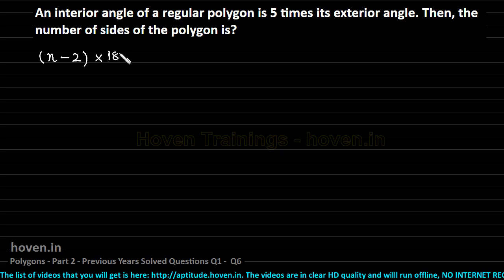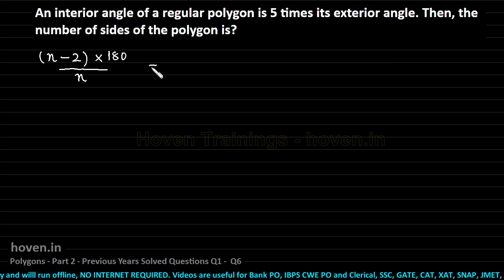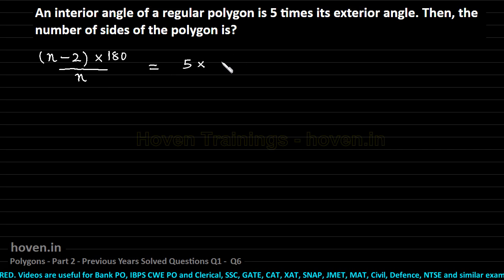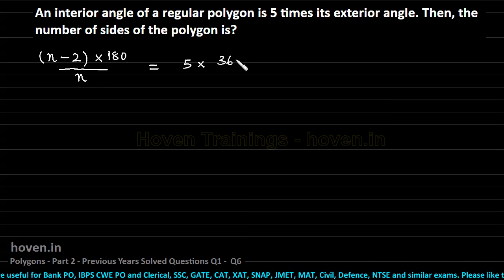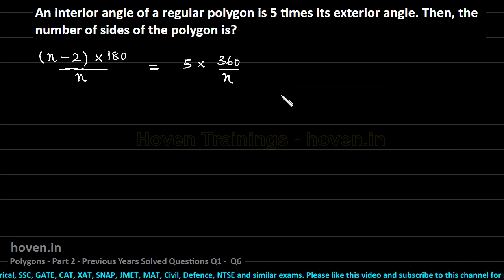into 180. This is the formula we derived for the sum of all the interior angles, and since this is a regular polygon, each interior angle will be n minus 2 into 180 by n, which is given equal to 5 times the exterior angle. The exterior angle will be 360 by n. This is the formula that we have derived in the previous tutorial.